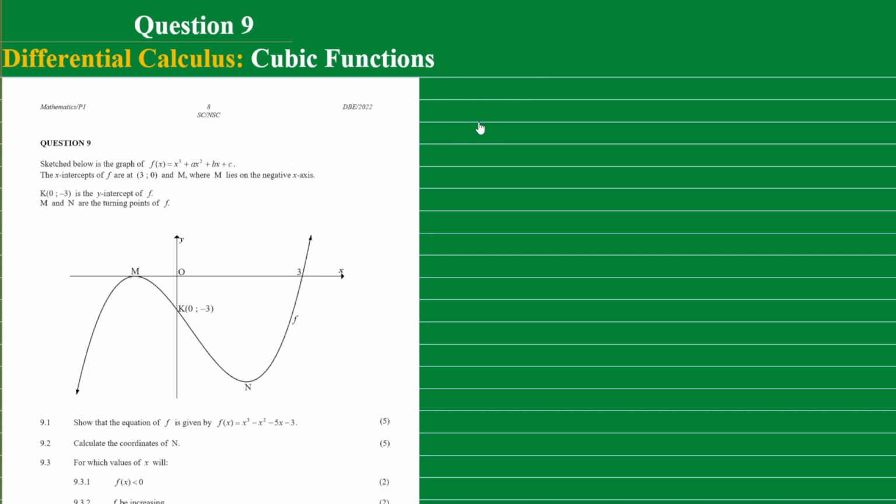Then we have question 9 on cubic functions from the same year. We are given a sketch of the cubic function f of x is equal to x to the power 3 plus ax squared plus bx plus c. We are not given the complete equation for the function, so possibly we'll be asked to calculate the a and the b.